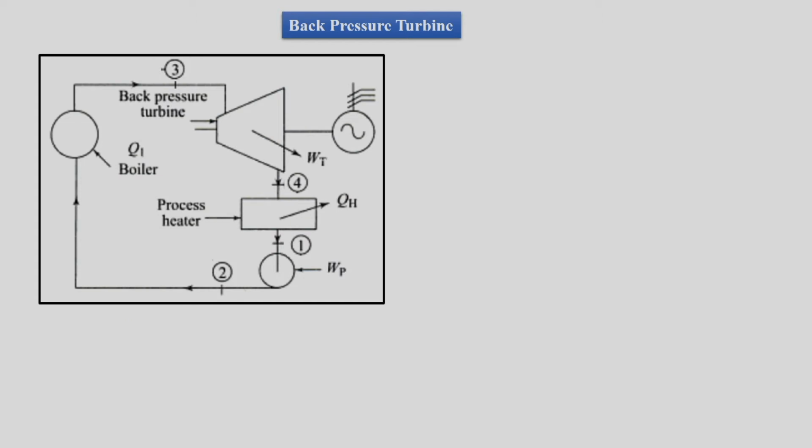How would it be comprised? The process is very simple, and the cycle is much the same. We have 1 to 2 as the pumping process, then 2 to 3 where we add heat in the boiler, and 3 to 4 the turbine, which produces work output. From 4 to 1 we replace the existing condenser by a process heater.